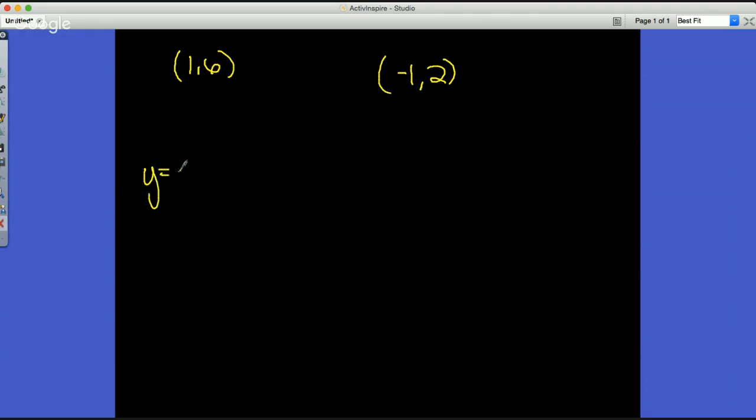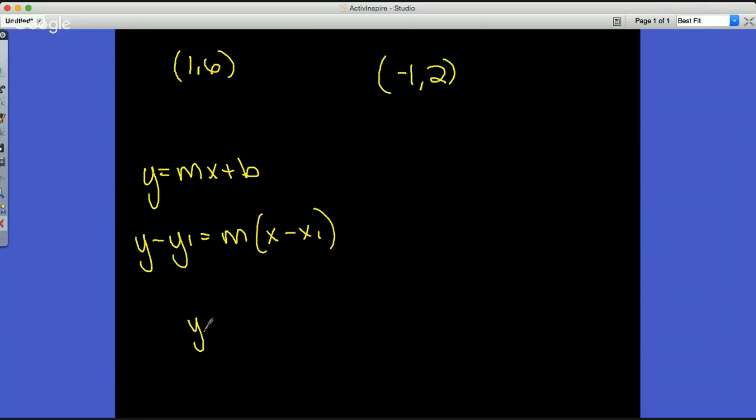Now, a couple things to know. You're going to need to know slope-intercept form. You're going to need to know point-slope form. And then you're also going to need to know how to find the slope, which was y2 minus y1 over x2 minus x1. Those 3 are very important for tomorrow. So make sure you kind of know those as well.